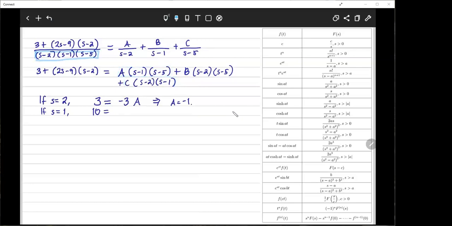So for the term containing B, if S equals 1, I will have B times -1 times -4. So I have 4B. So B equals 10 over 4 or 5 over 2.